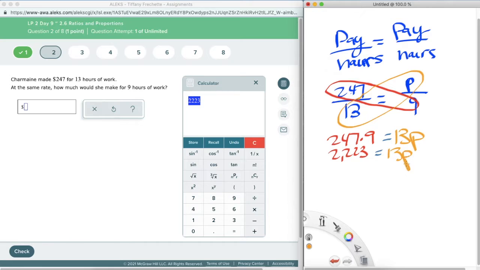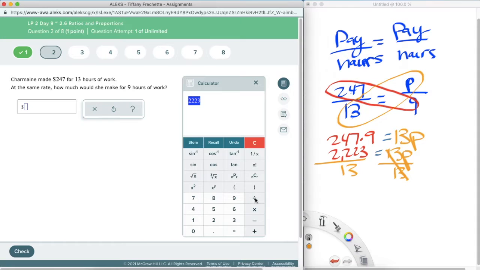All right. So now, just like we've done on previous ones where we're solving equations, I want to know what just P equals. So I'm going to divide both sides by 13 so that it cancels out on this side. I'm going to come to my calculator, divide by 13, and that equals 171.